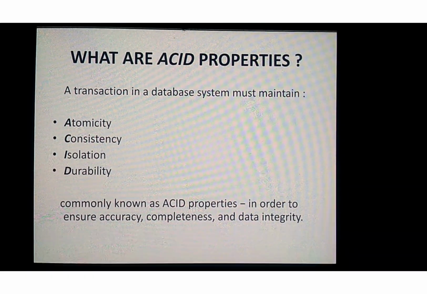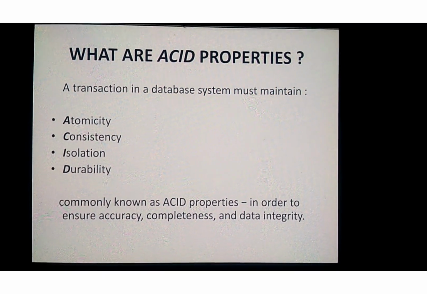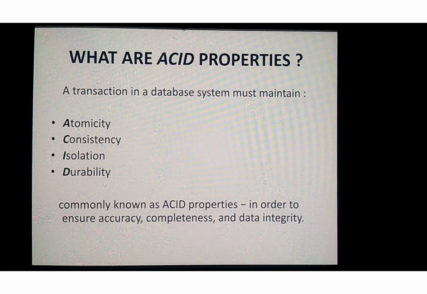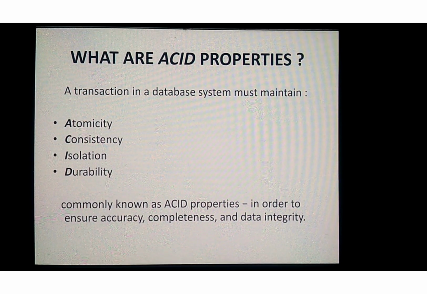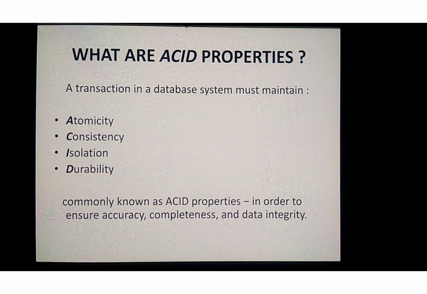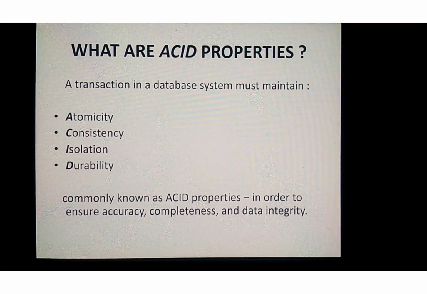Now what is a transaction? A transaction is a very small unit of a program and it may contain several low level tasks. A transaction is also an agreement between a buyer and a seller to exchange goods, services or financial instruments. Now let's discuss the ACID properties of transactions. A transaction in a database system must maintain atomicity, consistency, isolation, and durability, commonly known as ACID properties, in order to ensure accuracy, completeness and data integrity.